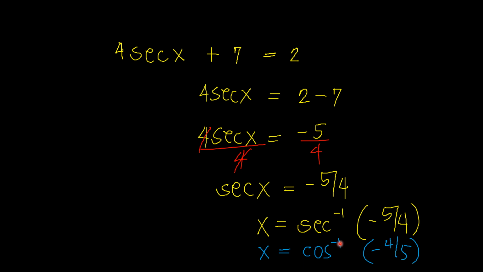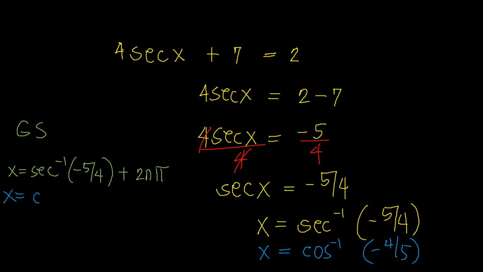Arc secant and arc cosine are related to each other, provided that the values are the reciprocal of each other. Now, when it comes to the general solution, we have x is equal to arc secant of negative 5 over 4 plus 2n pi. Or you can have x is equal to arc cosine of negative 4 over 5 plus 2n pi. They are just the same.